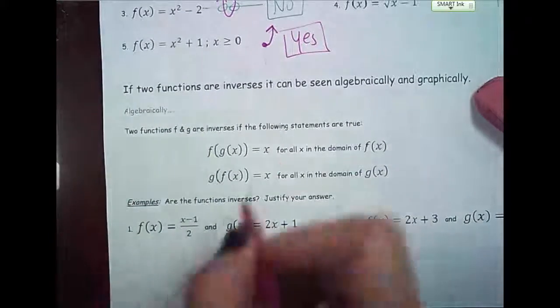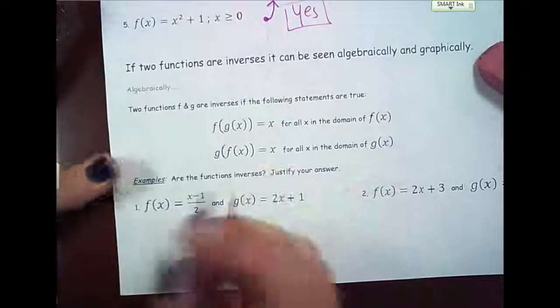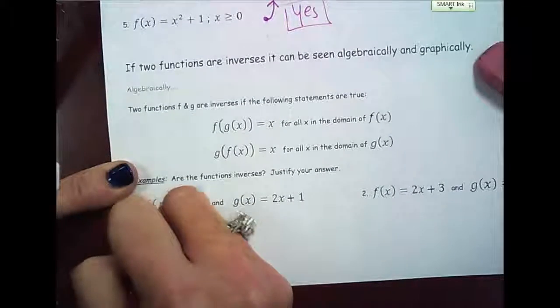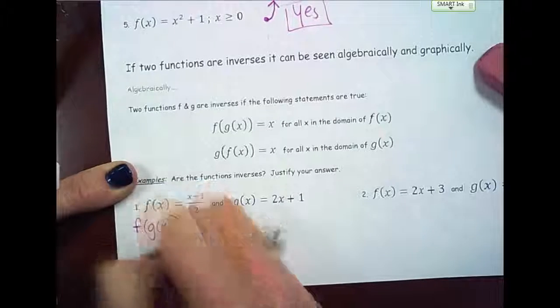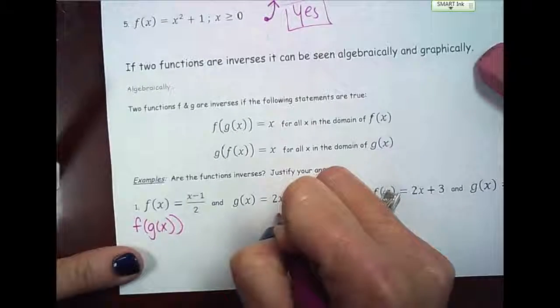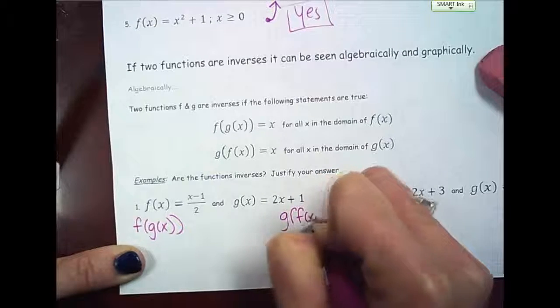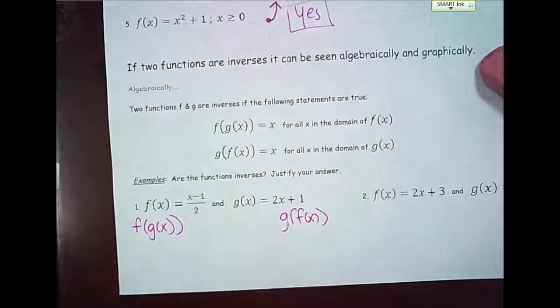So two functions are inverses if the following things are true. In other words, I'm going to look at number 1. You have to take f of g of x. In other words, you've got to take g and plug it into f. Then, you do one more thing. You take g of f of x. In other words, you take f and plug it into g. Both ways. And what do you think I'm trying to get here? I'm trying to get x. All right, so let's try the first one.